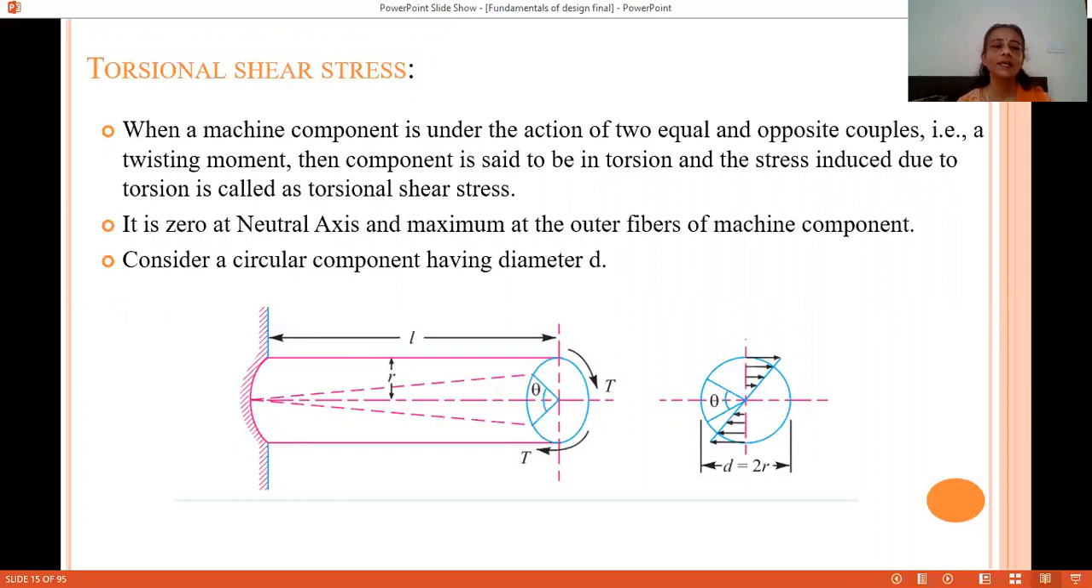So we have considered a component over here with diameter D. Length of the component is L. It is subjected to a twisting moment T, and we can see that it is subjected to torsional shear stress. We can see here that torsional shear stress at the neutral axis is 0 and it is maximum at the outermost fibers.